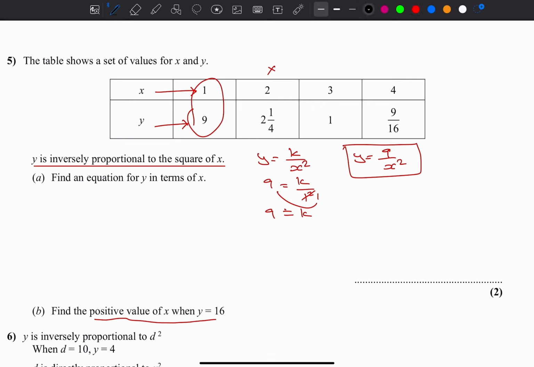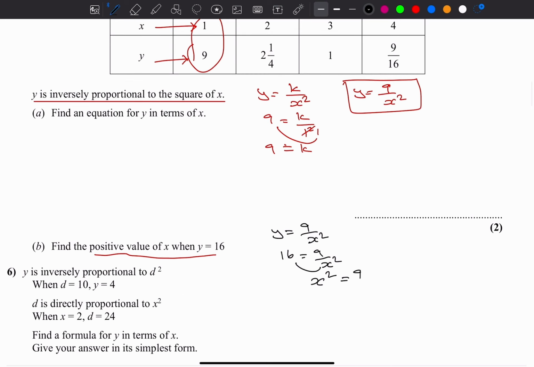Find the positive value of x when y is 16. Okay. You know y equals 9 over x squared. Y is 16 equals 9 over x squared. Now you want to know what x squared is. Swap them around. X squared is equal to 9 over 16. Keep it like that. X is just the square root of 9 over 16. What is the square root of 9? Which is 3. Square root of 16, just a 4. So it's basically 3 over 4, and it's a positive 3 over 4, because they want the positive answer. You don't want to give the negative answer as well.